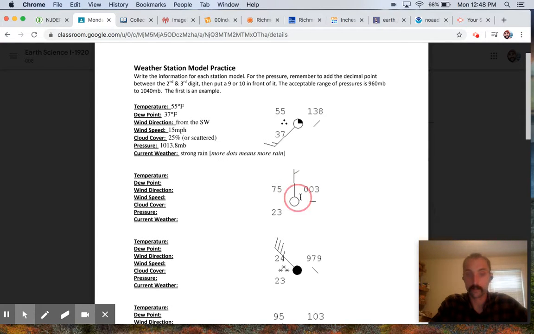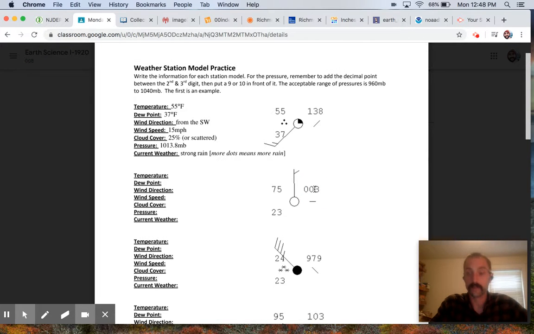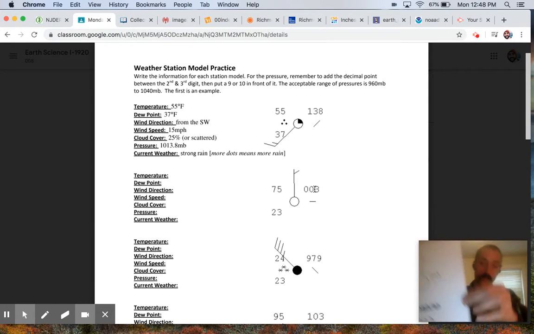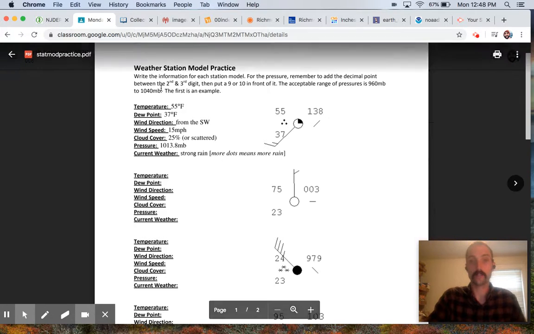And then finally, we're going to look at barometric pressure. Again, we need to remember our rules at the top of the worksheet. So if you have 003, that is not your final pressure. You would write down 003 on paper, and then put your decimal point between the second and third digits. So 003, second and third digits, you would get 0.3. Now, if you put a 9 in front of that, it would be 900.3 millibars, which, if we go back to the directions, does not fall into the range given to us.